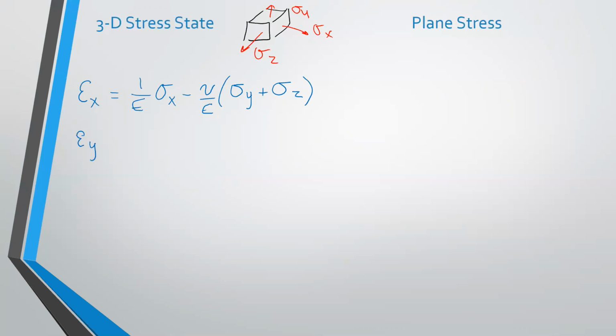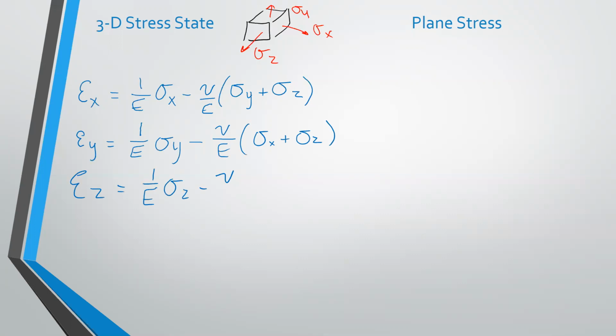So you can permute that for the other combinations. Now this is sigma Y over E, and then we have the Poisson ratio with the sigma X and sigma Z terms. And we can do the same thing for Z. Now it's the sigma Z that's out in front, and the latter term has sigma X and sigma Y.